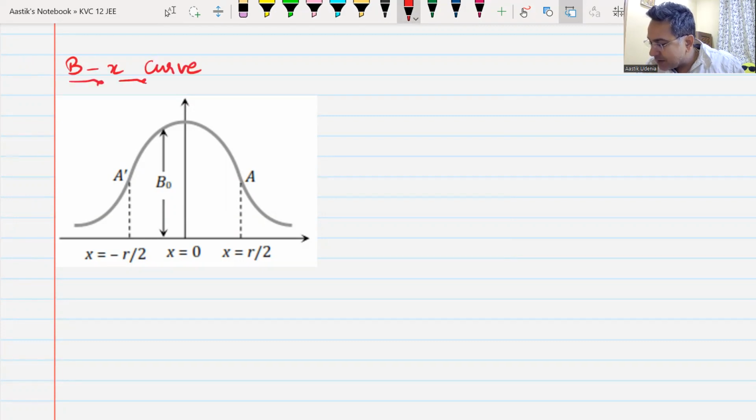The variation of magnetic field B with x. At the center, as you can see, B is maximum, mu naught N I by 2R. We understand this, yes or no? Yes, sir, understand.